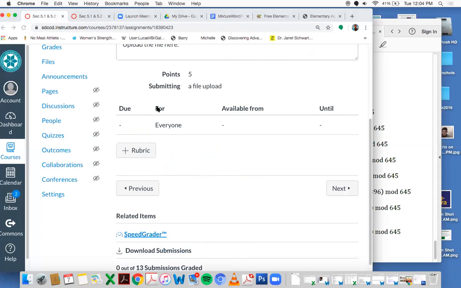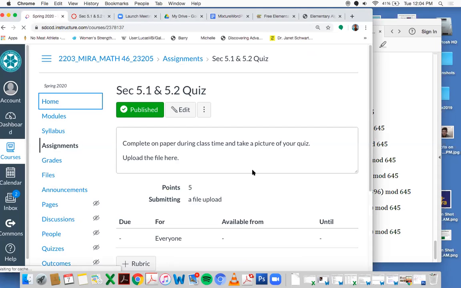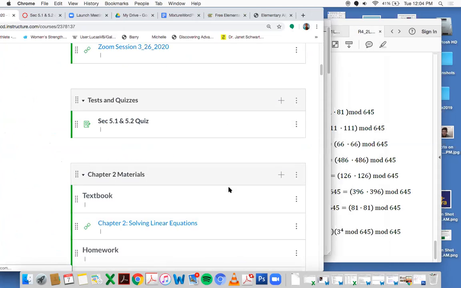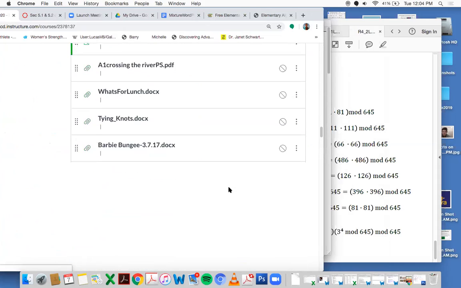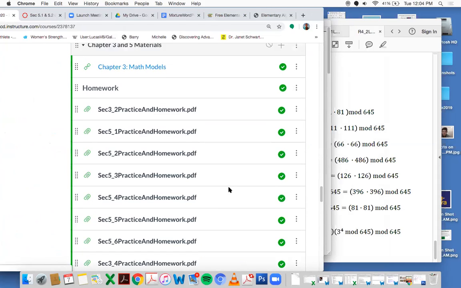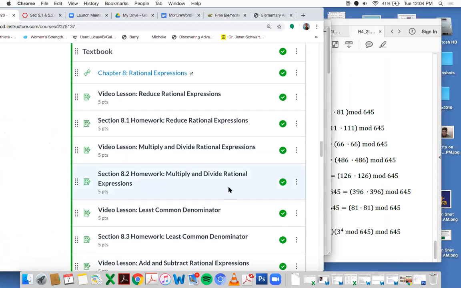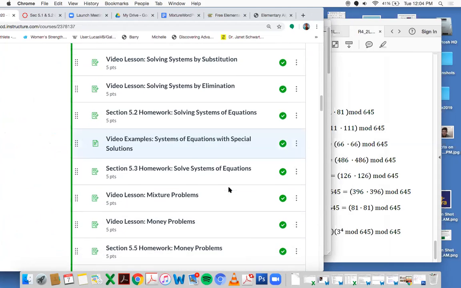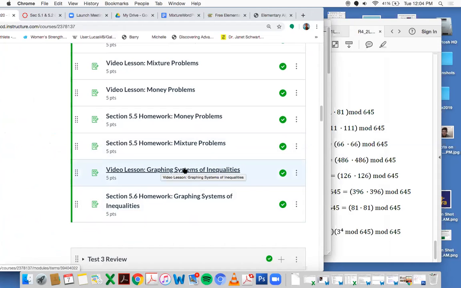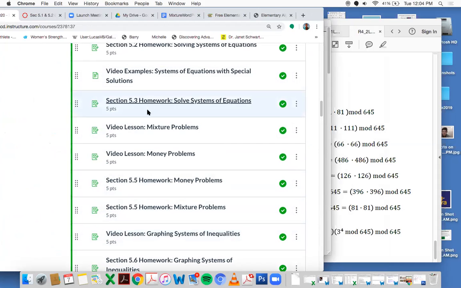So let me clean this up. I think I got rid of the extra problem set, right? But you are in chapter 5. Okay, we're in chapter 5. So you should be working on the video lesson for graphing inequalities and the homework for graphing inequalities. If you haven't finished the homework for 5.5, you have until tonight to finish the video lessons on the mixture money problems and the homeworks on the mixture money problems. So those are still open that you can work on them. If today helped clarify a few things, you can go back to those homeworks and finish.